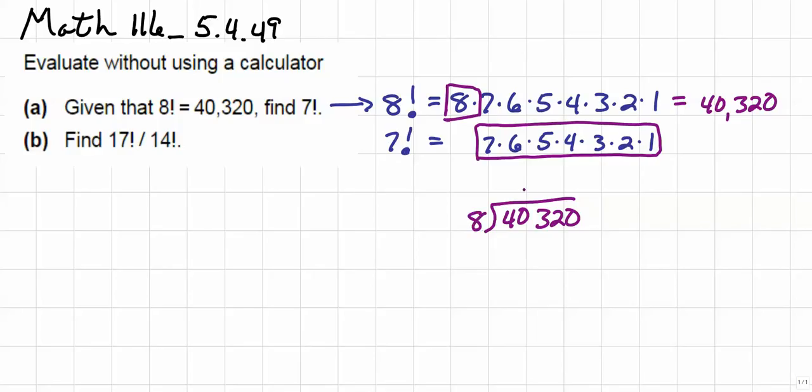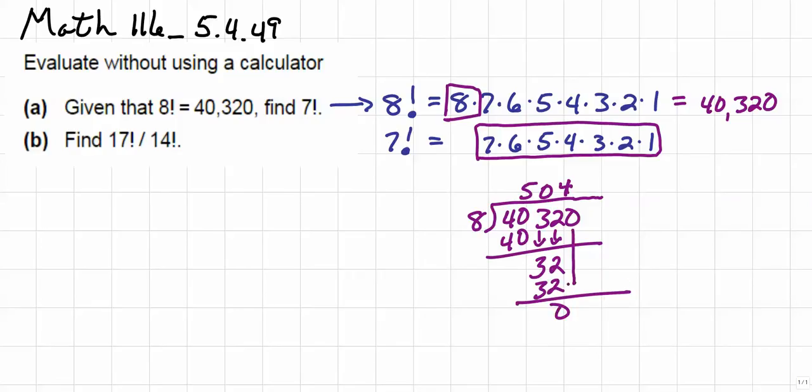8 goes into 40, that's going to be 5 times, that's 40. We come over here, we'll drop down the 3. That'll go in 0 times, drop down the 2, that's 32. 8 goes into 32 4 times, which gives us 32. That's 0. We drop this 0 down, and 8 goes into 0 0 times, which means that 7 factorial is equal to 5,040. It's that simple.